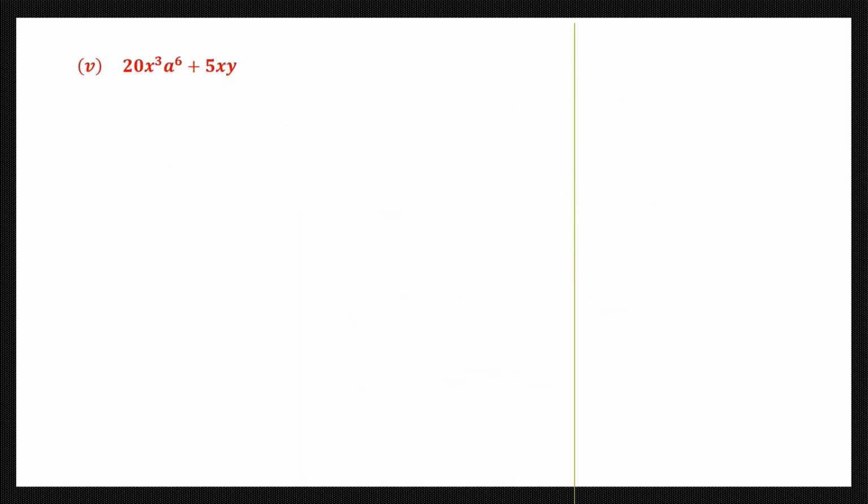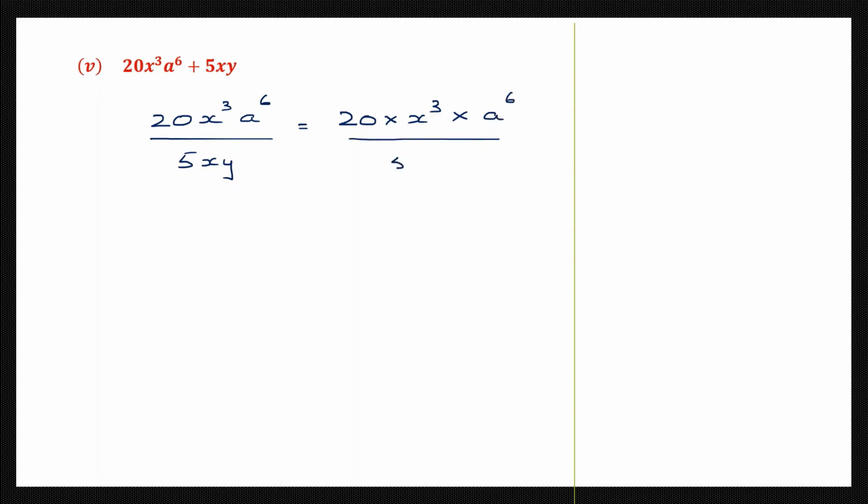Question 5. 20x cubed a to the power of 6 divided by 5xy. So this will be 20 into x to the power of 3 into a to the power of 6 divided by 5 into x into y.